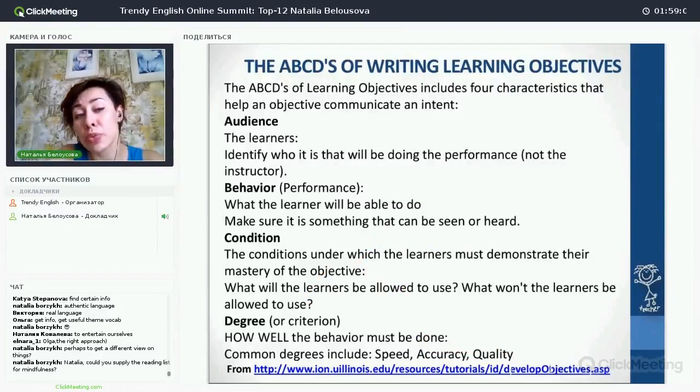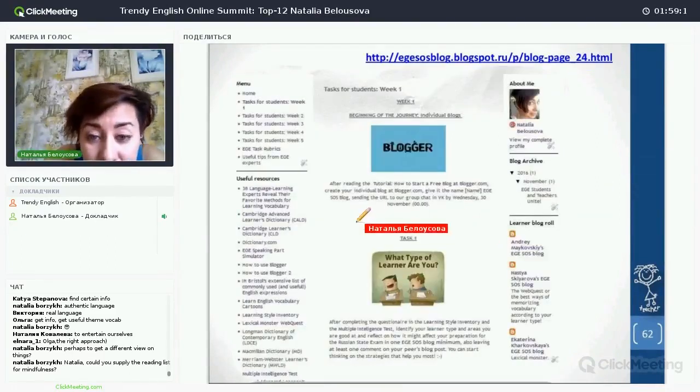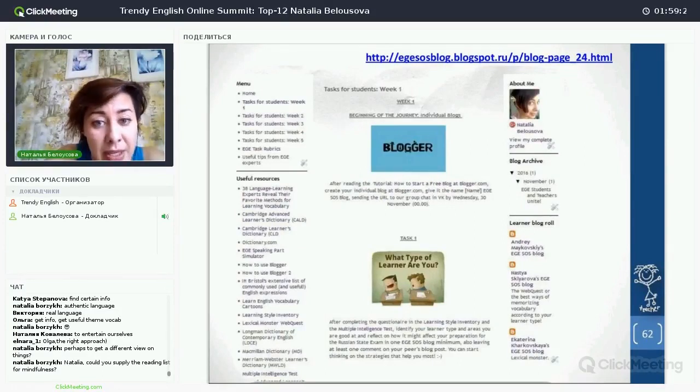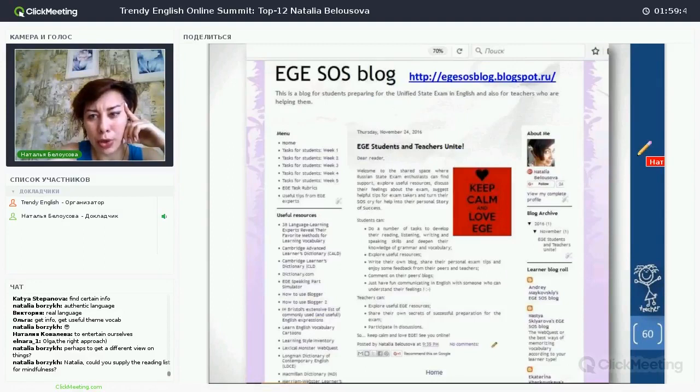So you can include a rubric, for example, showing how they have to do the task, and also the deadline and everything. So if we go back to this task, you can see, after reading the tutorial, so that's how, yeah? Create was clear that they're going to do it. Create your individual blog, it's what. Give it a name, what. And then again, how. Sending the link, when, by Wednesday, yeah? And then they created their own blog and sent me the link, and I posted the links to their individual blogs here.